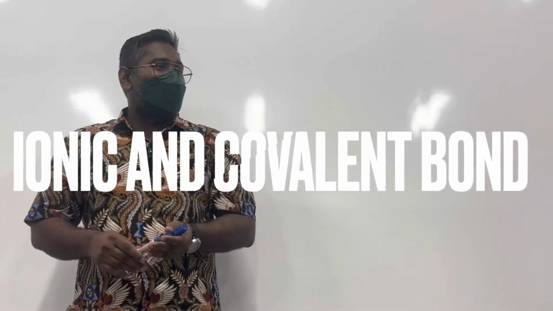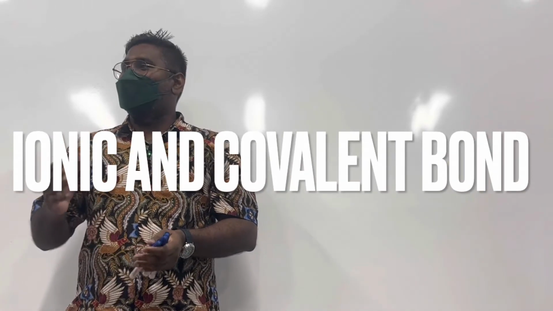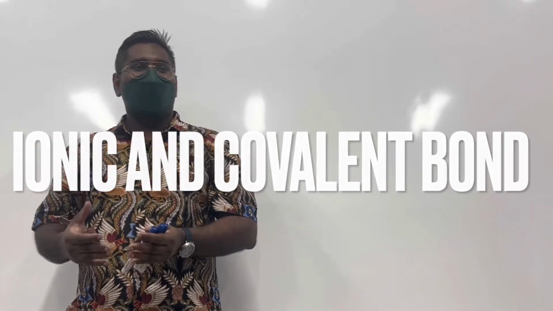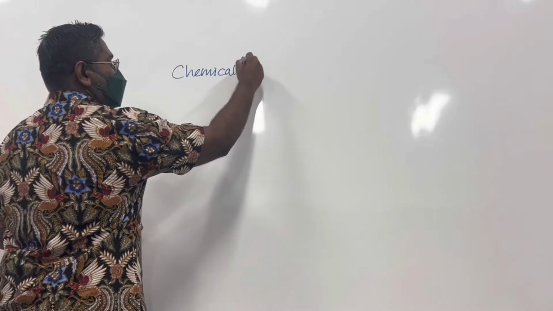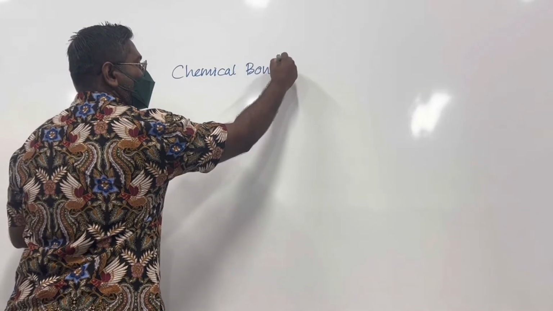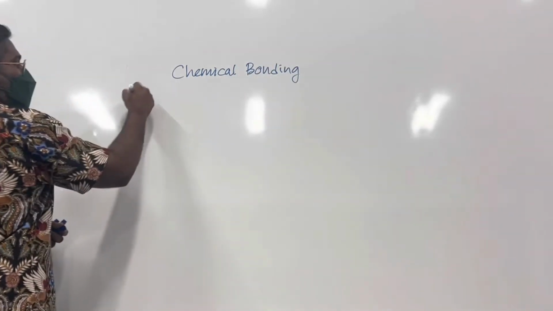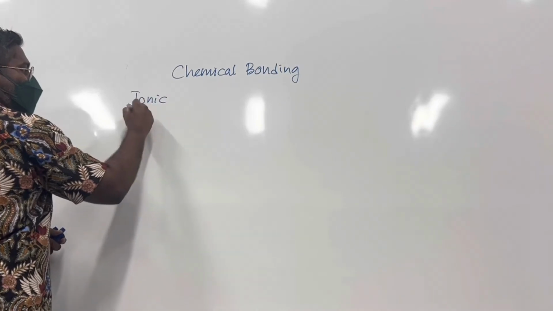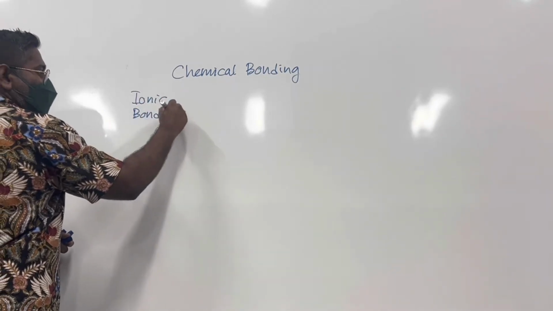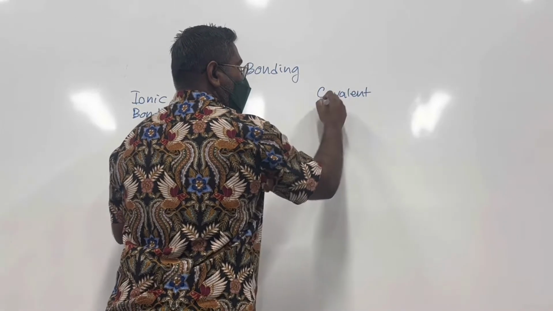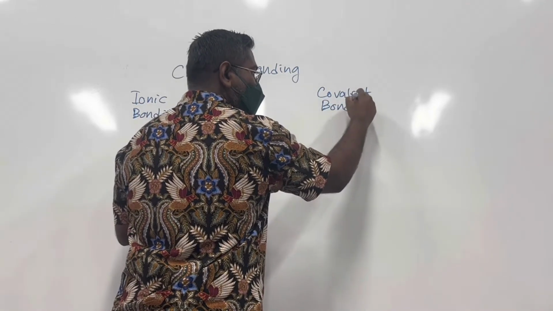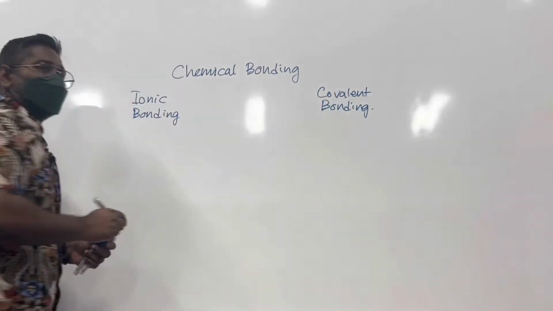The topic that we are going to do is basically chemical bonding. Chemical bonding is going to be divided into two, which is going to be ionic bonding, which we have learned previously, and today I am going to teach you about covalent bonding. But before we go into covalent bonding, I will do a revision on ionic bonding.